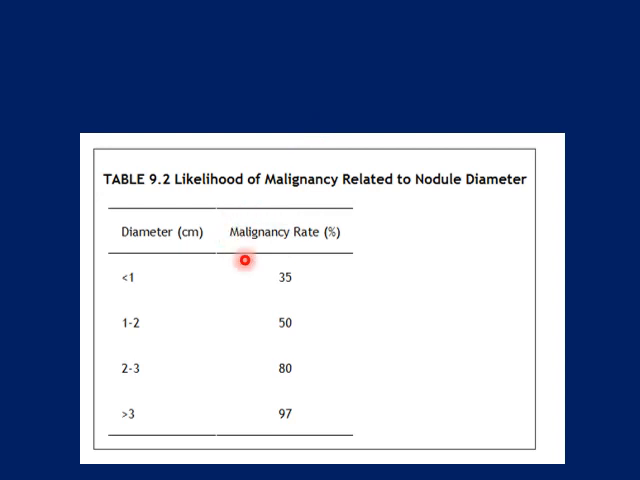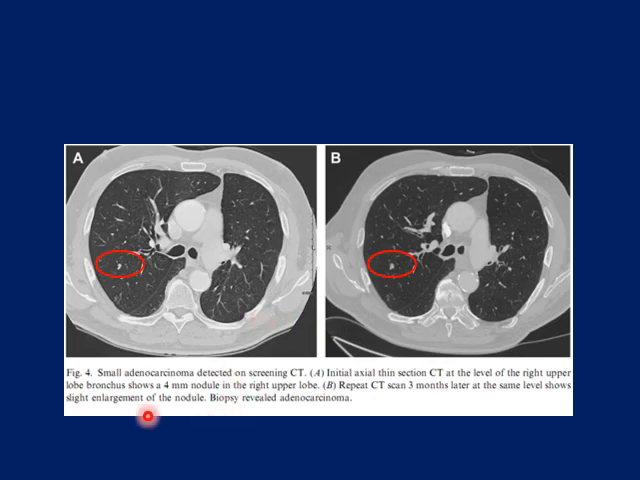This table tells us about the relation between the size and the probability of being malignant. More than 3 centimeters, you can think like this, 97%. Less than 1 centimeter, 35%. For example, this is a very tiny lesion, as you see, a small adenocarcinoma detected. It was measuring about 4 mm, and on follow-up, it has increased in size. So the rule here also cannot be that solid. You can detect a lesion in its very early stage at millimeter size, and follow-up here can show its growth.